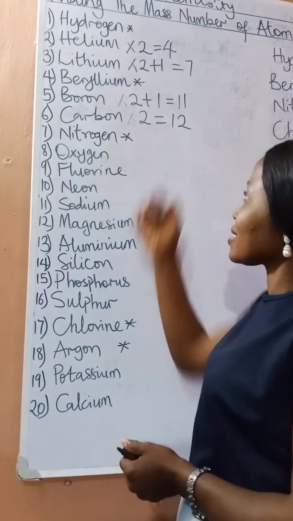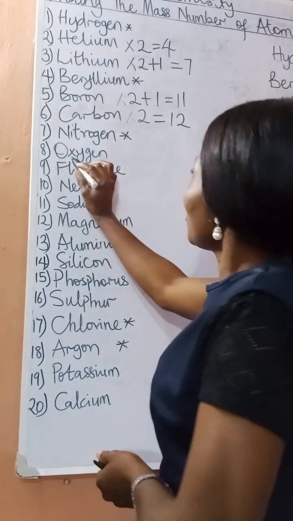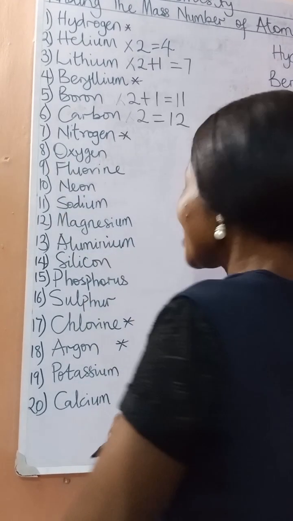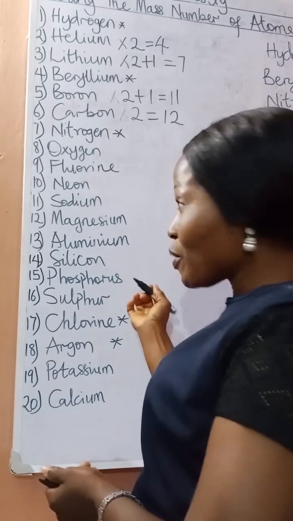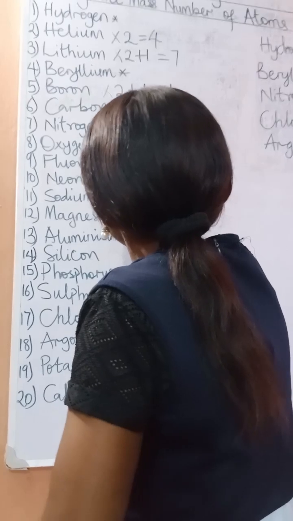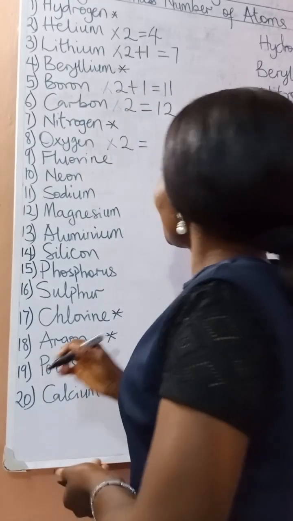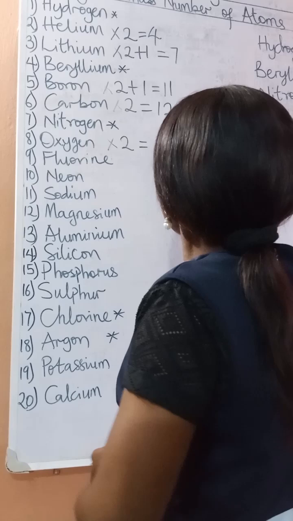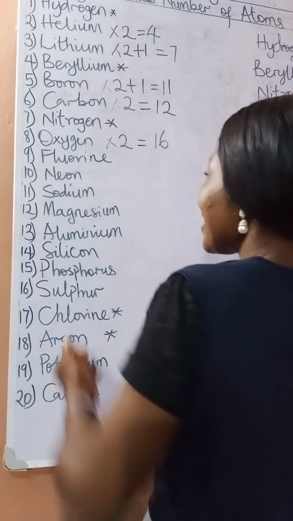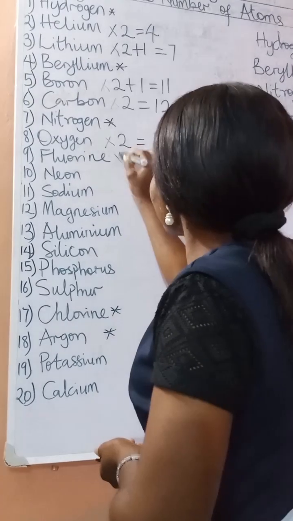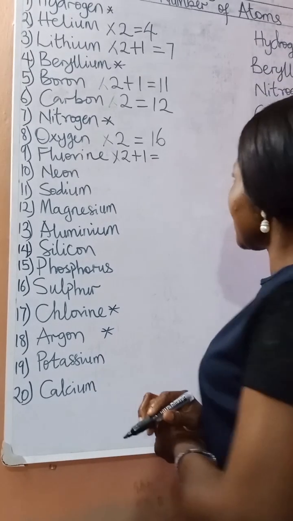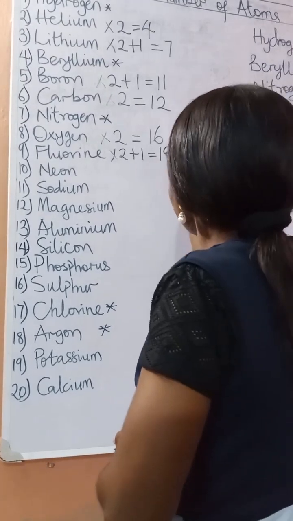The next one you can see is asterisked, so we move to the next, which is oxygen. Oxygen has atomic number 8, which is an even number. We're going to double it. Double of 8 is what? 16. On the other hand, we can say times 2, being an even number. 8 times 2 is equal to 16. The next one is fluorine, atomic number 9. 9 is an odd number, so we have times 2 plus 1. 9 times 2 is 18, plus 1, 19.